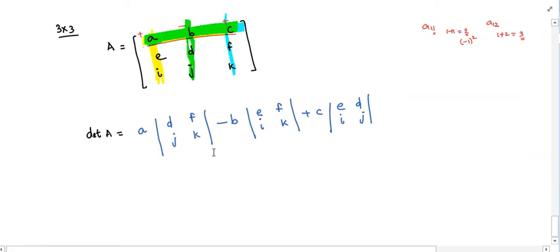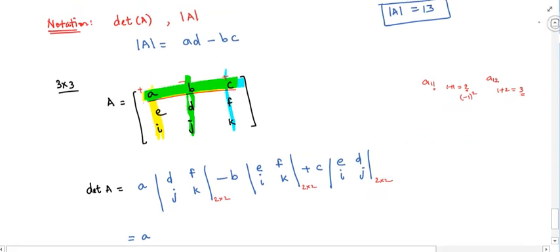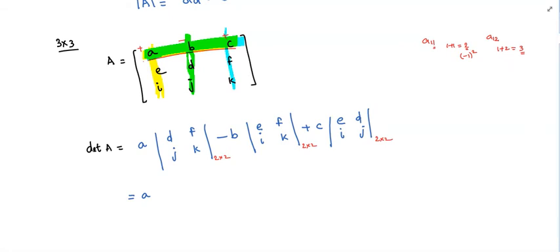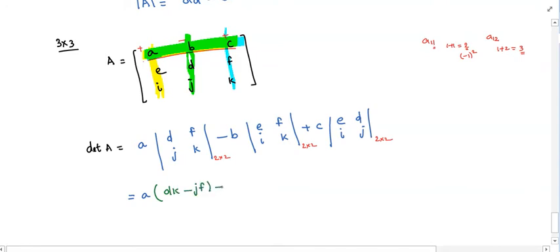So what will this give you? This will give you A times, now this is a determinant of a 2 by 2 matrix, right? This is a 2 by 2 determinant, so it will be obtained as we obtained the determinant above. How did we do it? We cross multiply and subtract. So same thing here. This will be cross multiplication D with K minus J with F, minus B times the determinant EK minus FI, and then C times EJ minus DI.